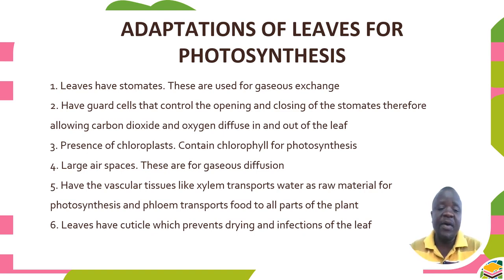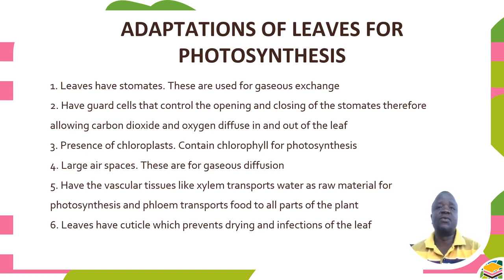Now remember we are looking at adaptations of leaves for photosynthesis. They contain chloroplasts. Chloroplasts have chlorophyll, and this chlorophyll is there to trap sunlight, which is a necessary condition for the food making process, which is called photosynthesis. They also have large air spaces. The leaves have large air spaces, especially in the spongy mesophyll, which are used for gaseous exchange or gas diffusion.